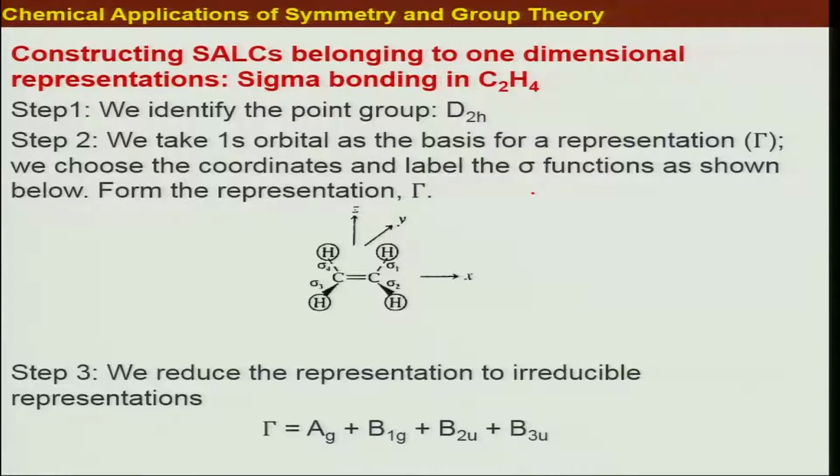Ethylene molecule, and we will particularly concentrate on the sigma bonds, meaning CH bonds, right? All right. So once we identify this point group, which here is D2H, which is very easy to find out, and after finding out this one, what do we do? We take certain wave functions as basis functions. So we are considering CH bonds.